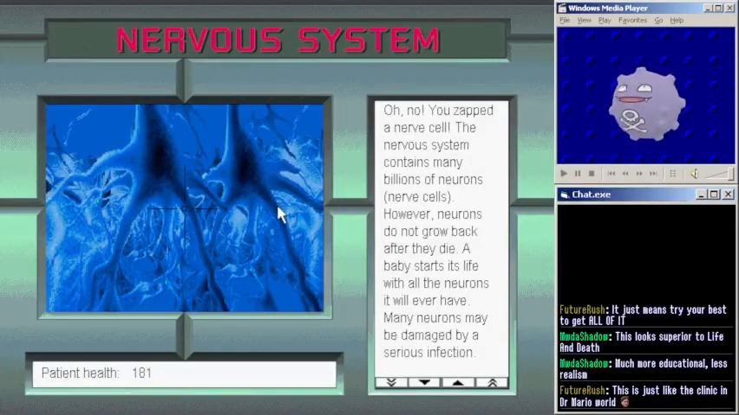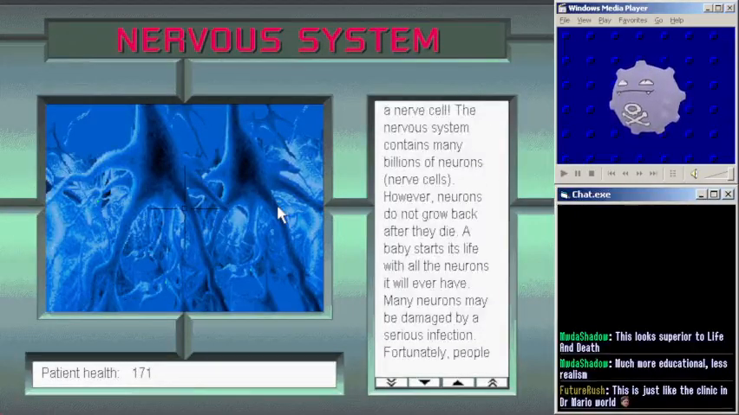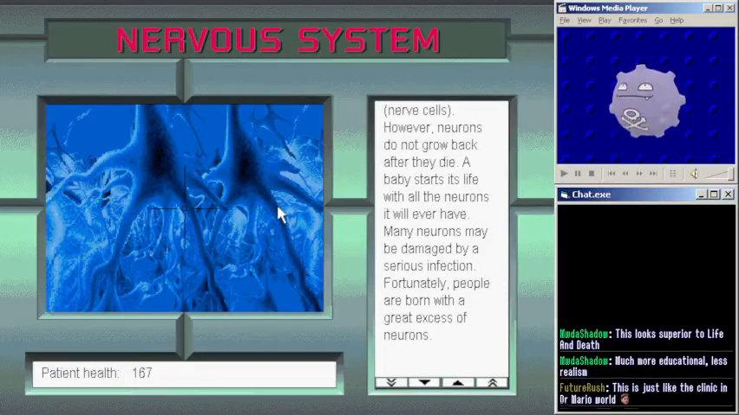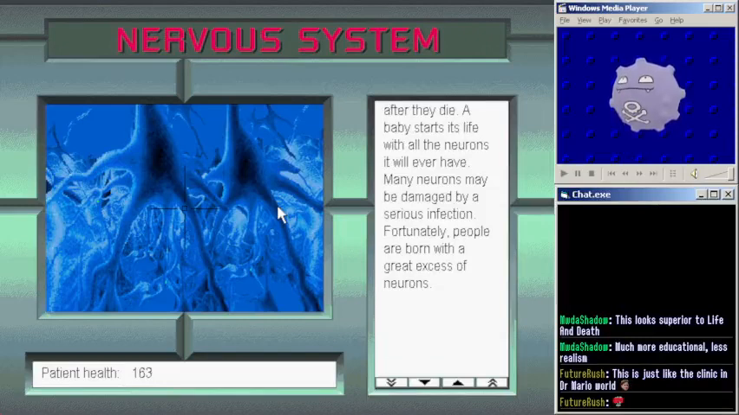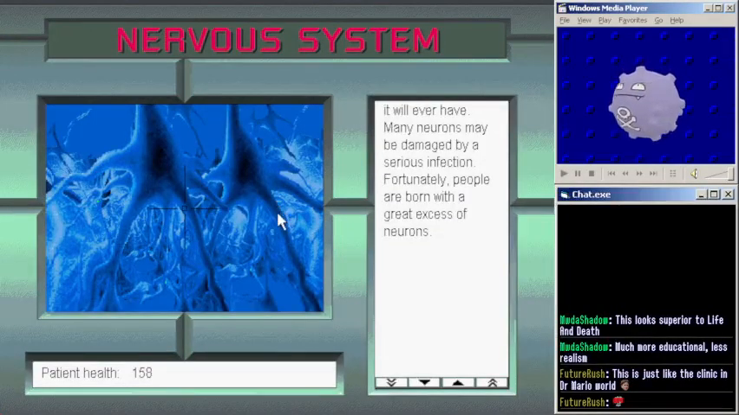Oh no! You zapped a nerve cell! The nervous system contains many billions of neurons, nerve cells. However, neurons do not grow back after they die. A baby starts its life with all the neurons it will ever have. Many neurons may be damaged by a serious infection. Fortunately, people are born with a great excess of neurons.